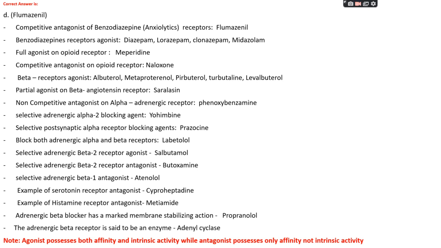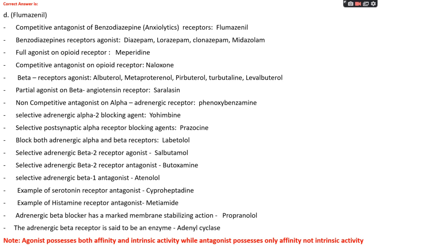Beta receptors are found in the lungs and heart. Beta 1 is found in the heart, while beta 2 receptors are found in the lungs. Beta receptor agonists are albuterol, metaproterenol, pirbuterol, terbutaline, levalbuterol. An example of a partial agonist on beta adrenergic receptors is xamoterol.